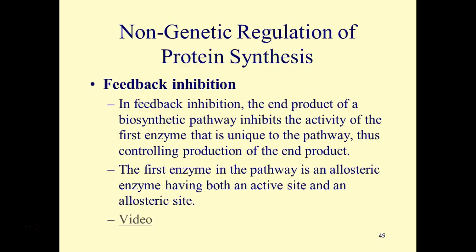It's called feedback inhibition, and this is not a genetic regulation. In feedback inhibition, the end product of a biosynthetic pathway inhibits the activity of the first enzyme that is unique to the pathway. So cells will not make product wastefully. The first enzyme in the pathway is an allosteric enzyme. That means it has two sites. One is the active site, the other one is the allosteric site. The end product of the pathway is going to bind to the first enzyme in the pathway and is going to shut it down temporarily. Let's take a look at a video on that.